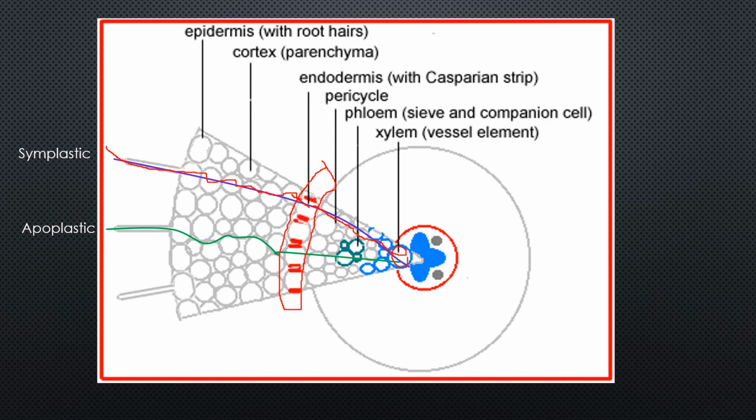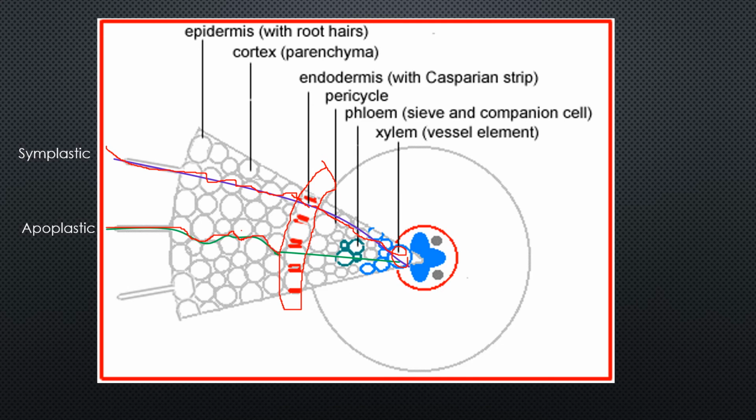Now the second way that it can enter is apoplastically. So again, in through the root hair, and then it goes weaving in between all the different cells. So note that it's moving through the intercellular space, so between the cells, and that's going to happen all through this ground tissue until it comes to the endodermis.